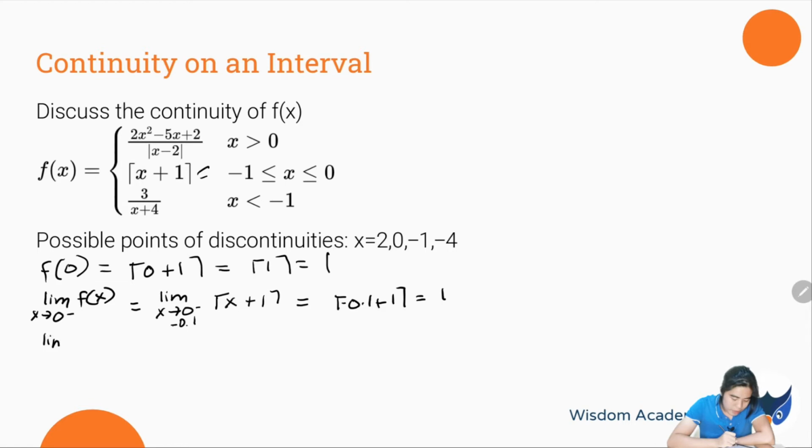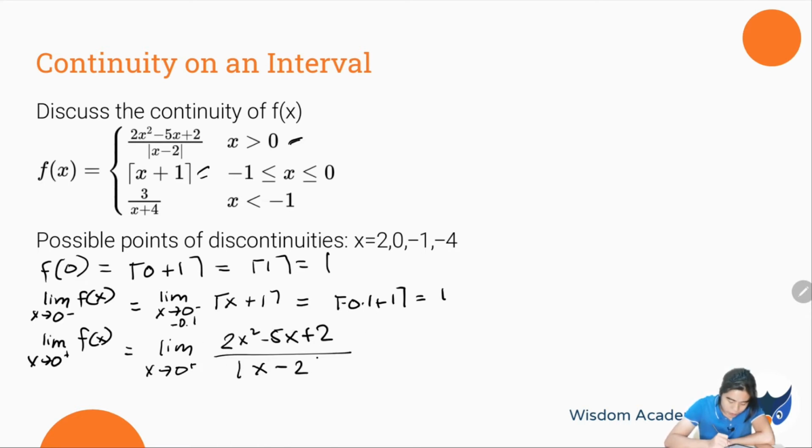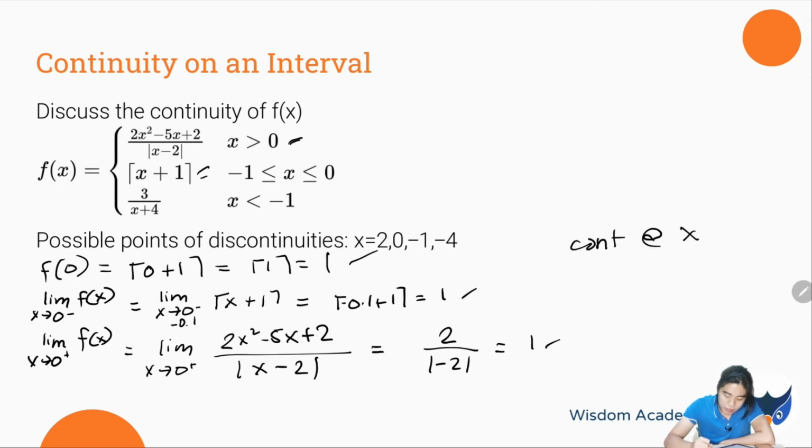So, limit naman ni f of x from the right will be equal to limit x approaches 0 from the right. Ito naman yung gagamitin natin. This will be equal to, so direct substitution, 2, since magiging 0 lang naman yung mga may x, over absolute value of negative 2, which is equal to 1. So since all of them are equal to 1, f of x is continuous at x is equals to 0.